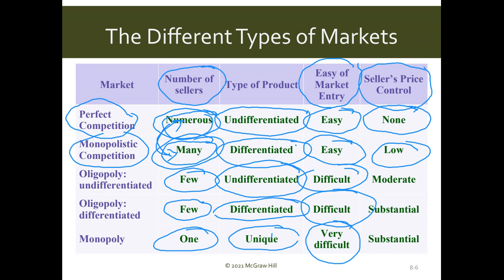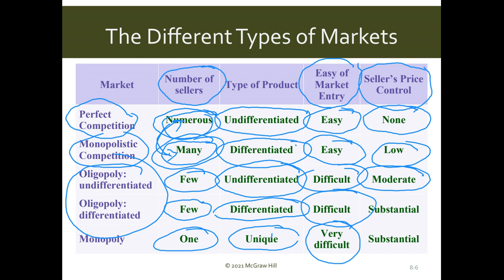For oligopoly market structure with undifferentiated, that is identical, products, the seller's price control is moderate. They don't have complete power to control the price, but they still can control the price somewhat. Why can't they control price a lot? Because the product is undifferentiated. Steel is steel. If another firm is selling at a lower price, you have to lower your price. Otherwise no one will buy from you.